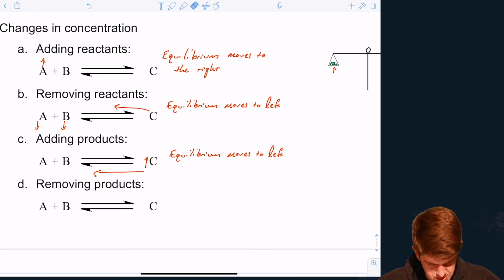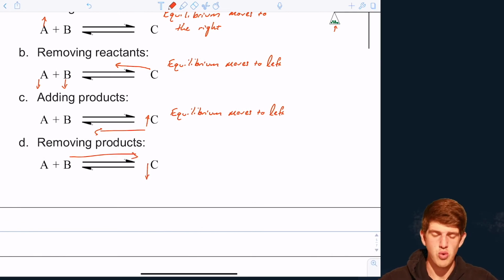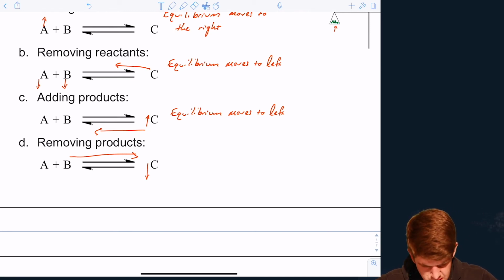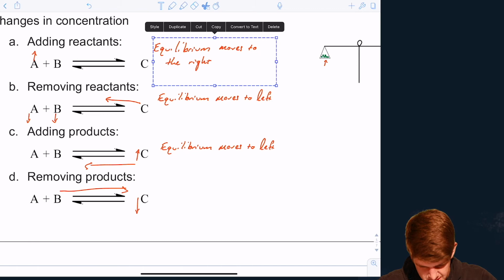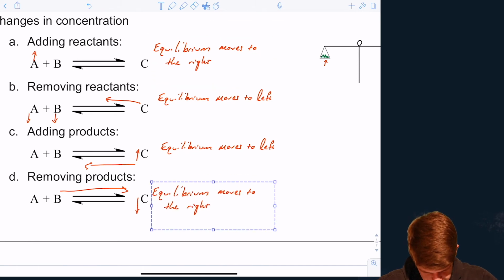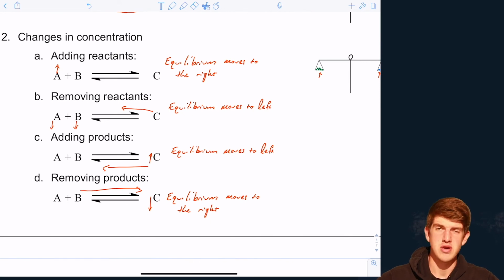And lastly, for concentration, removing products. Well, if I lose some of my products, I'll just remake more of them, reform balance. So I will cause the equilibrium to move to the right. And that's two of the major ways that we can change the equilibrium.